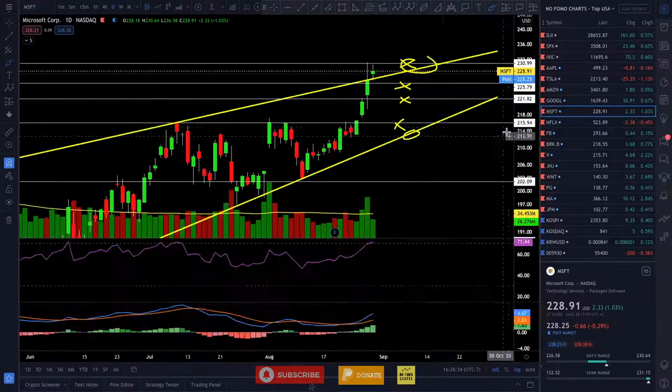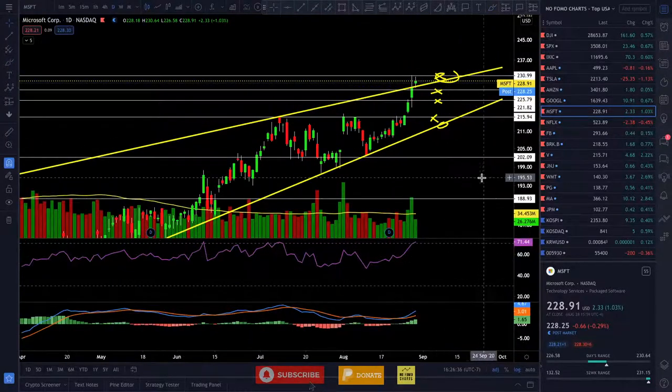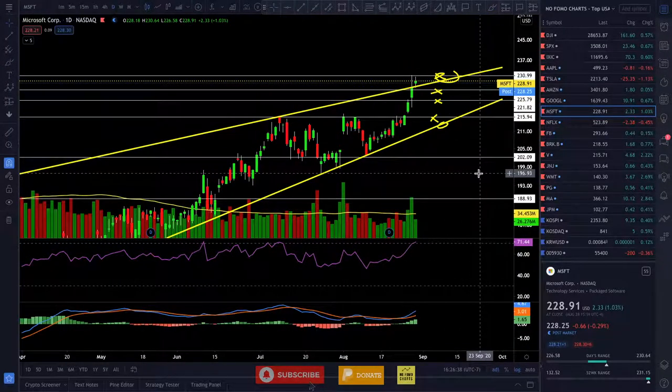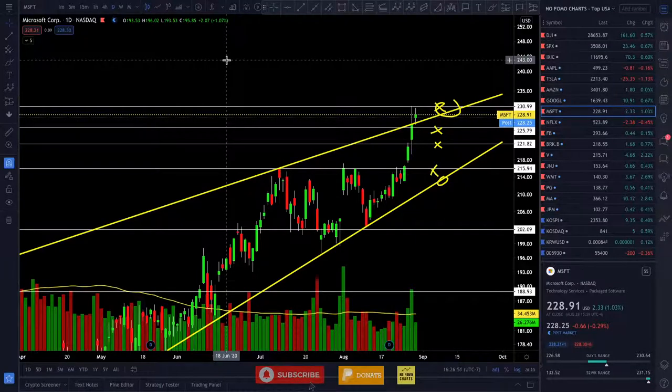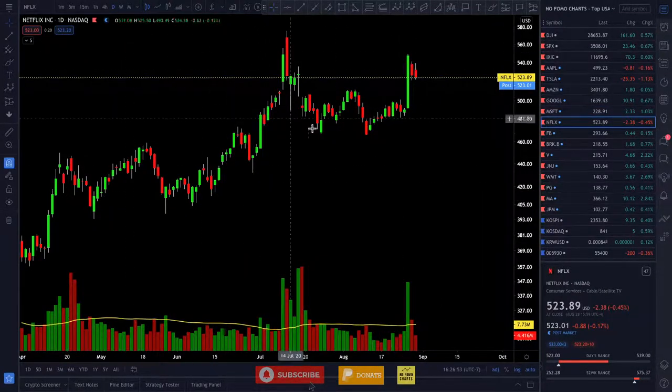Check the momentum. Again, not as bad. Microsoft and Google more similar. Amazon, Apple, and Tesla a little bit overextended. I think the hype for those just got a little bit out of hand, right? Pullbacks are possible. I'm not saying it's going to happen. It's possible. Okay, Netflix next.